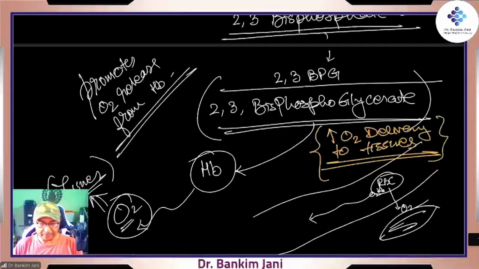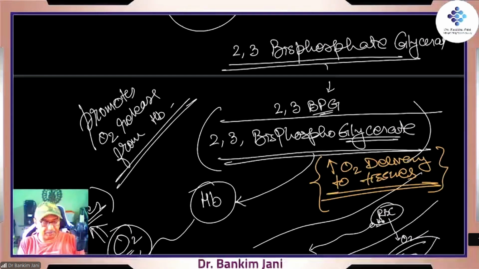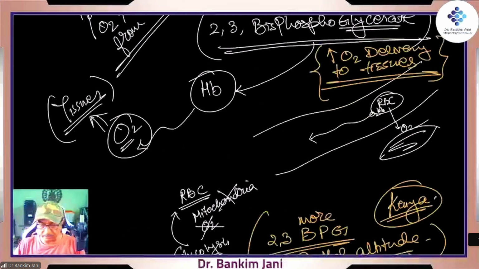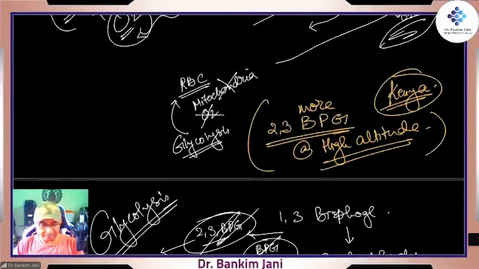Okay. There is another important concept, that is 2,3 bisphosphoglycerate. BPG, 2,3 bisphosphoglycerate. This BPG promotes oxygen release from hemoglobin. So it tells the hemoglobin to release the oxygen. So that's why this would be much better when we are near the tissues, because it will increase the oxygen delivery to the tissues. When it is near the tissues, it will tell the hemoglobin, release it. So that released oxygen can be utilized by tissues. Right?